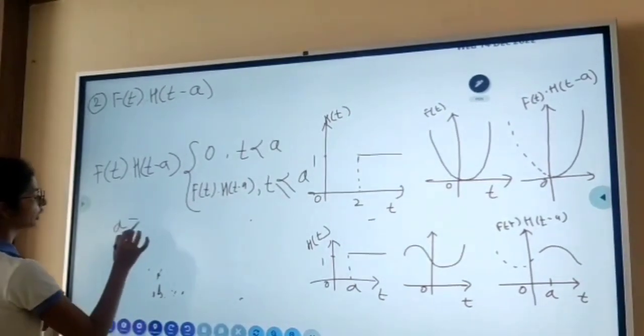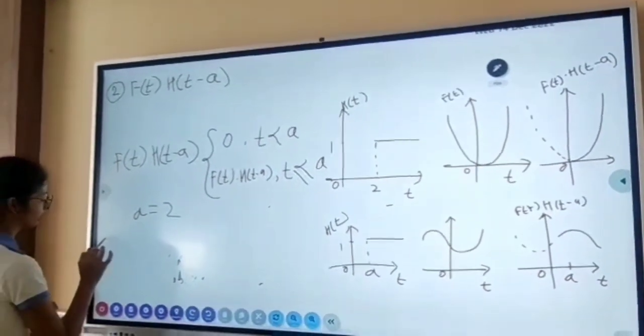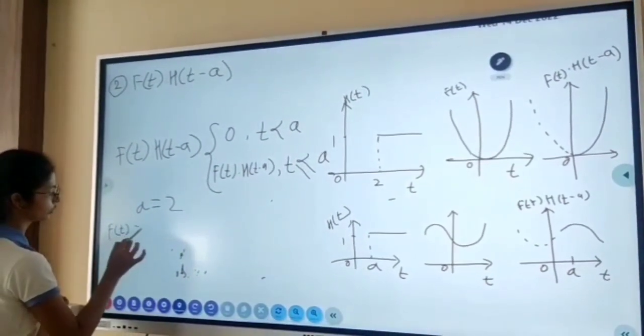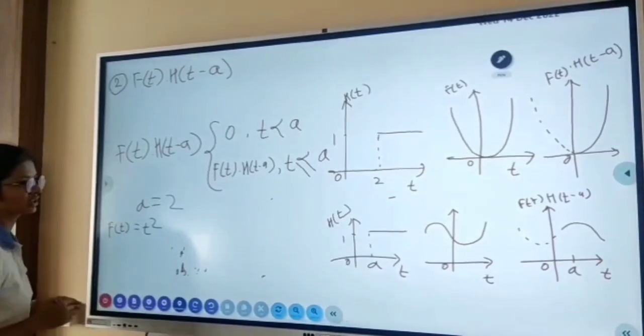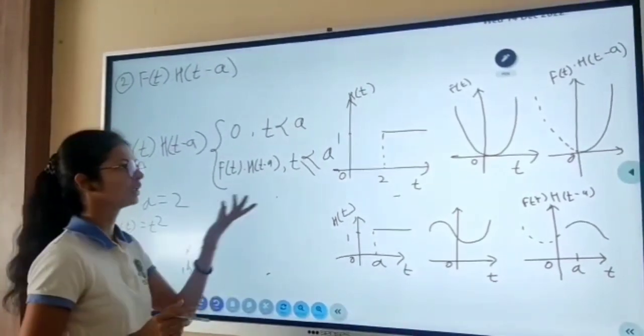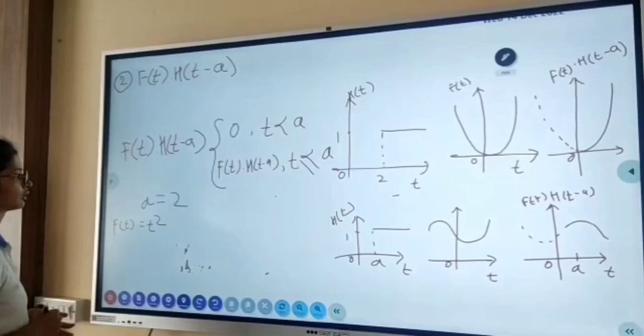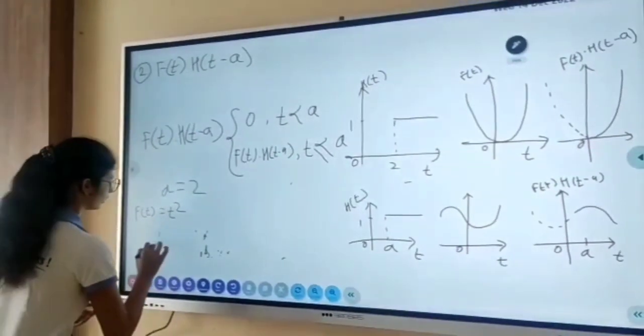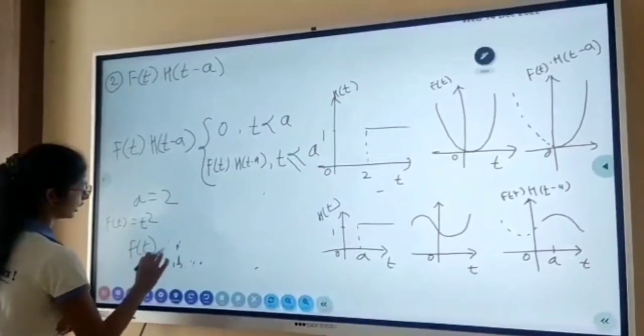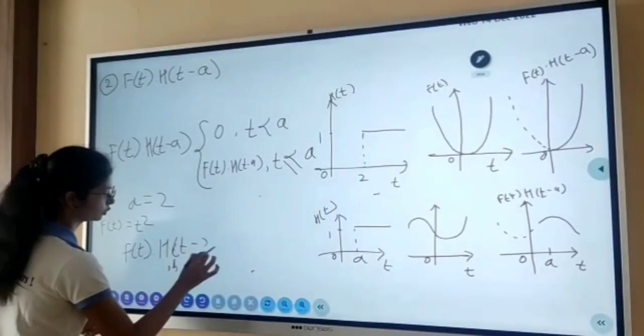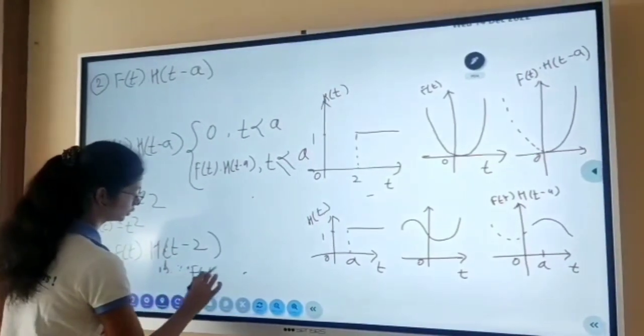Here a equal to 2. Suppose we take f of t equal to t square, then the parabola's branch is cut off to the left side of the curve. Therefore f of t into h of t minus 2.